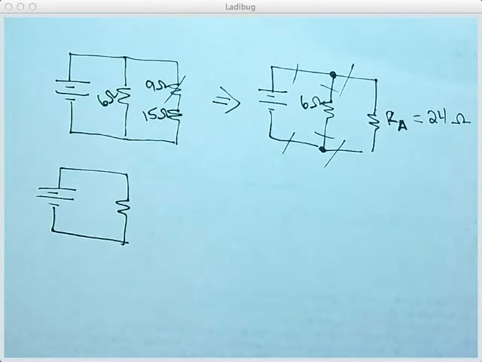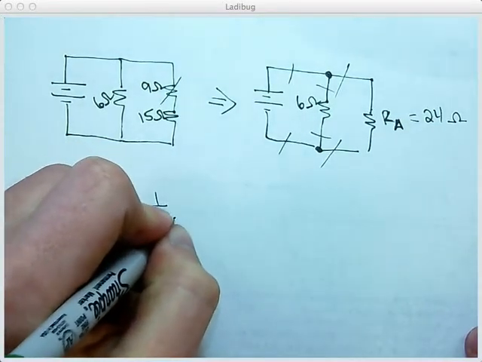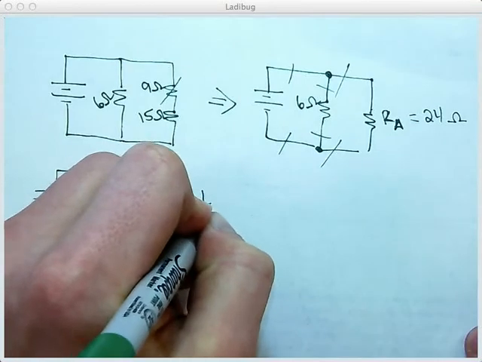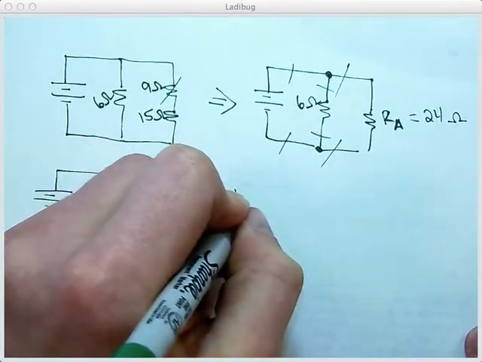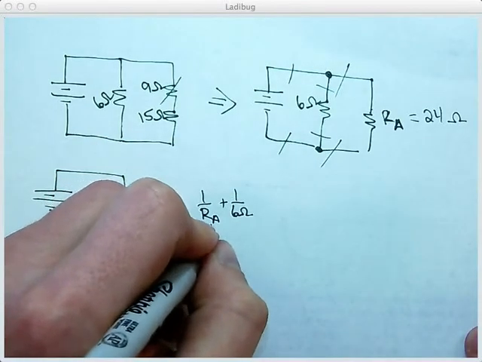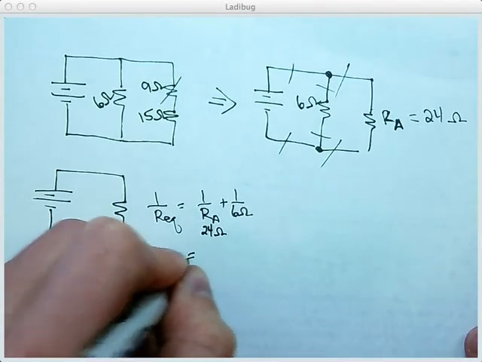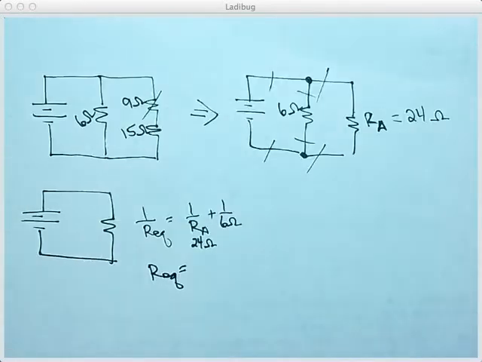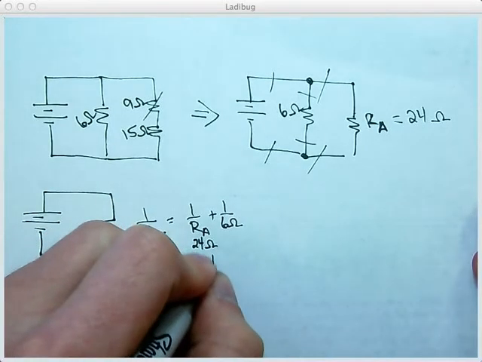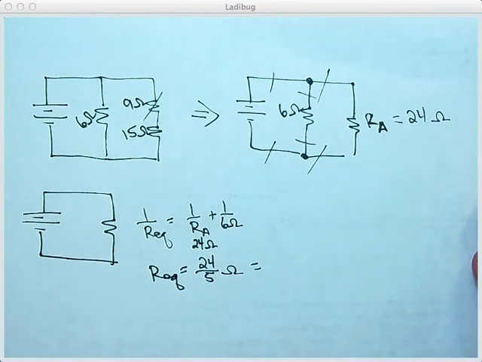Okay? So that's parallels. To combine my parallels, I use my equation: 1 over REQ is equal to 1 over RA plus 1 over the 6 ohm resistor, right? Okay, so RA is 24 ohms. So REQ is going to be 1 over 24 plus 1 over 6. So that's going to be 1 over 24 plus 4 over 24, so 5 over 24. So REQ is going to be 24 over 5. And when we put that into decimal form, that's going to be 4.8.